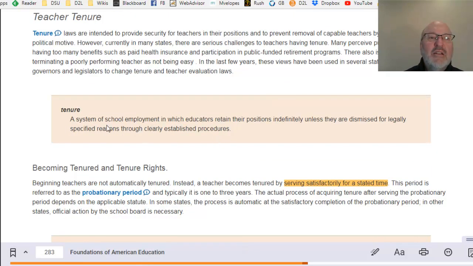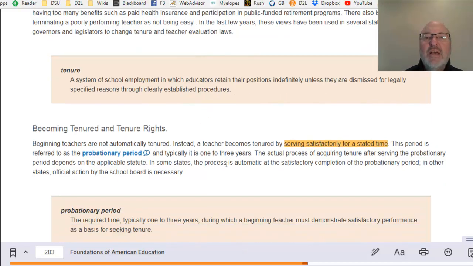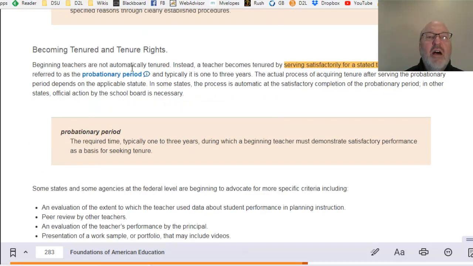So here's tenure, assurance of school employment, which retains educators in their positions indefinitely unless they are dismissed for legally specified reasons through clearly established procedures. So how do you become tenured? Beginning teachers are not automatically tenured. A teacher becomes tenured by serving satisfactorily over a stated time. And generally that's set up by the state.